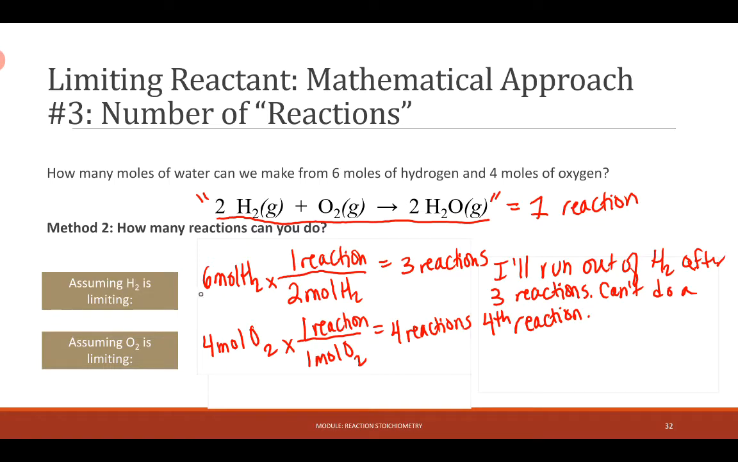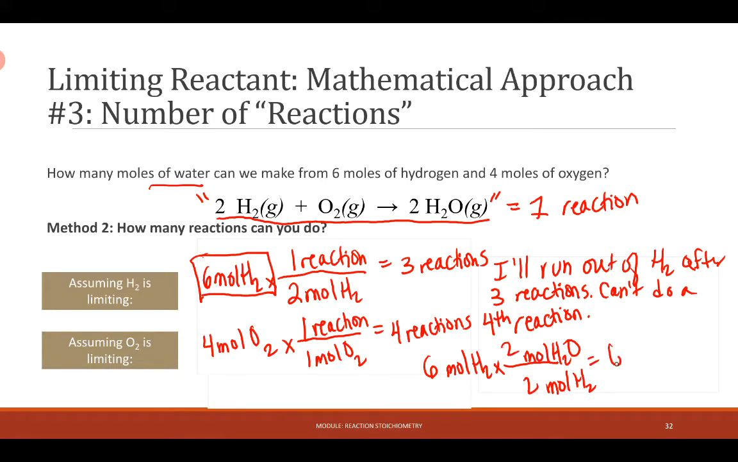Now that we know that H2 is limiting us to 3 reactions, how much water can we make? So this is our 6 moles of H2, and we need to calculate our moles of H2O and get into, cancel out our moles of H2. So that's a 2, and we end up with 6 moles of H2O, just like before.